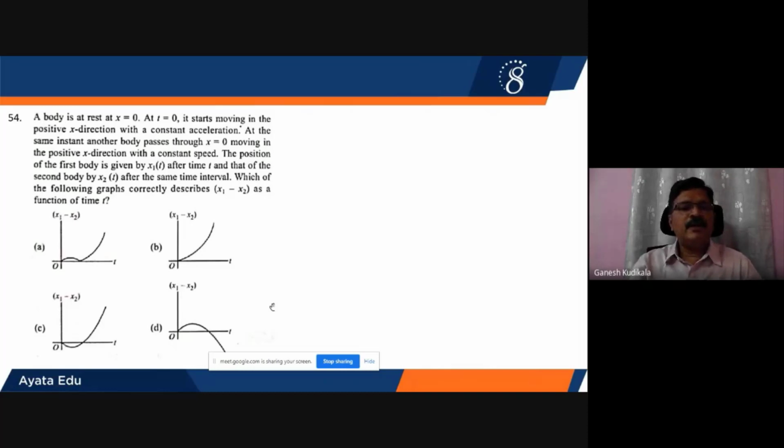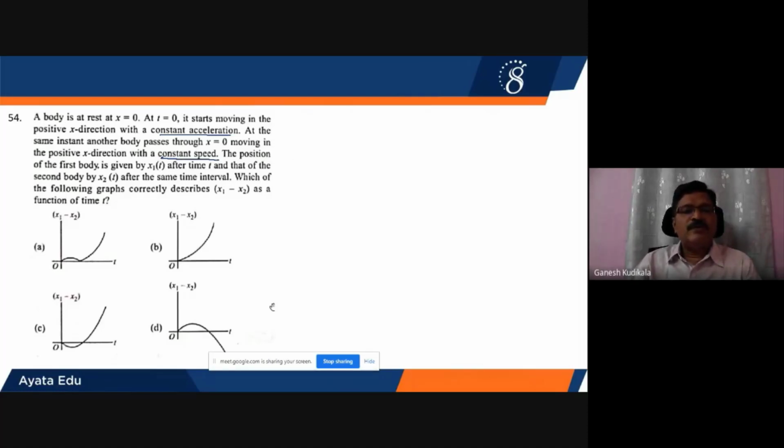It starts moving in the positive x direction with constant acceleration. Okay, moving towards the x axis. At the same instant, another body passes through the origin, moving in the positive x direction with a constant speed. This also is going the same way, but with a constant speed. So these two factors we have to keep in mind. The second one is going with a constant speed, but the first one is going with constant acceleration. Both are going in the same direction towards the positive side.